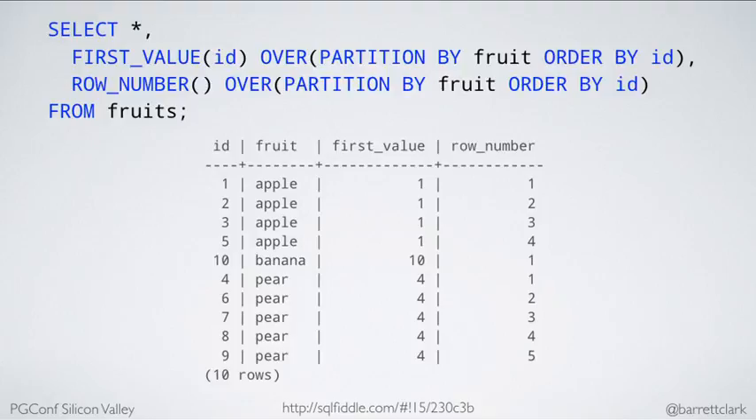So all the apples are together, the banana, the pear. And you can see there are 4 apples, so that row number is 1, 2, 3, 4. Banana, there's only one of them, 1. And then pear, again, 1, 2, 3, 4, 5.